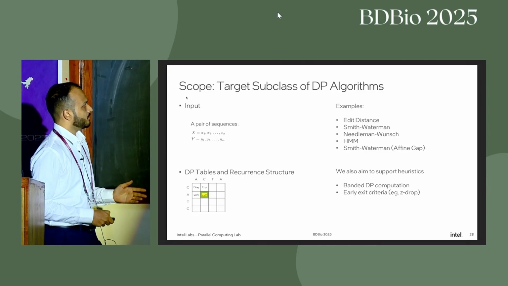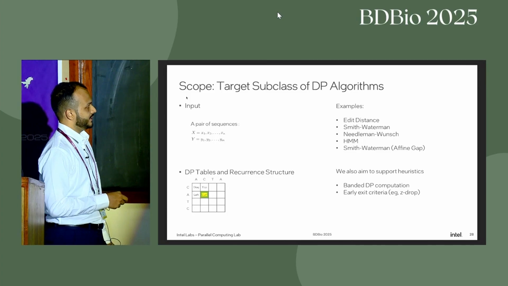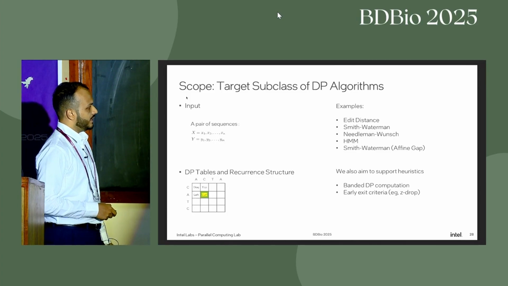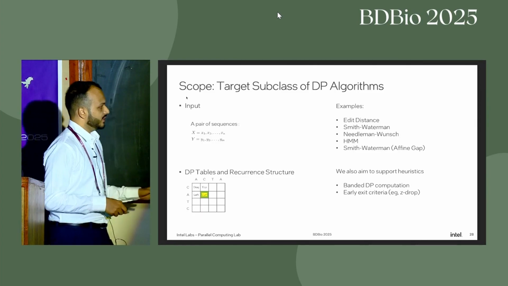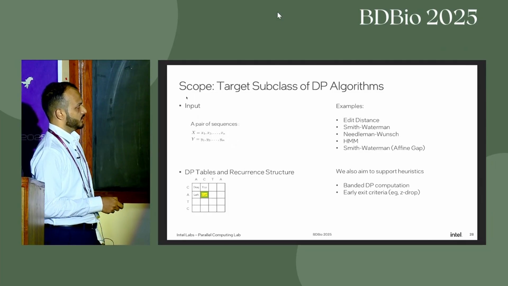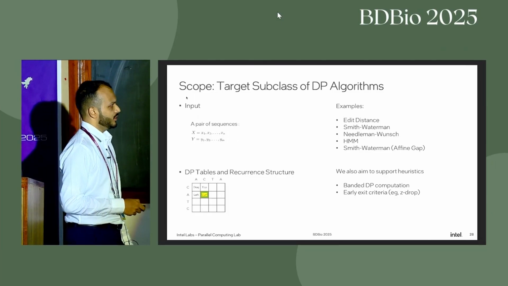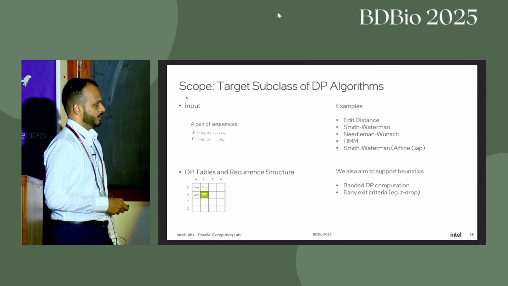This class of DP algorithm looks something like this, where we have a pair of sequences as input. We are dealing with one or multiple 2D DP tables, and the recurrence relation is such that a cell in your DP table is dependent on the left neighbor, the diagonal, or the top. This is the kind of dependency that we have in this subclass. There are many examples that belong to this subclass of DP algorithm, like edit distance, Smith-Waterman, Needleman-Wunsch, HMM, and multiple flavors of Smith-Waterman.